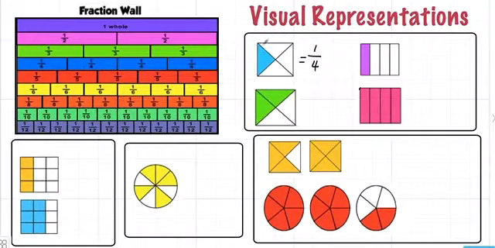Now the 1 is what we call our numerator, and the 4 is our denominator. And the denominator is how many parts you've cut your shape into. So you can see 4 parts here. You can see here we've cut this shape into 4 parts as well. So the 4 is the denominator, and 2 of those parts are shaded.